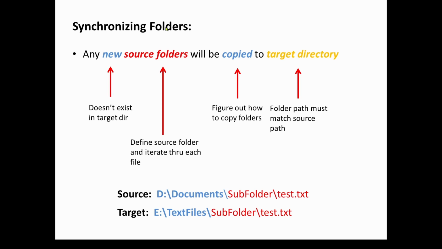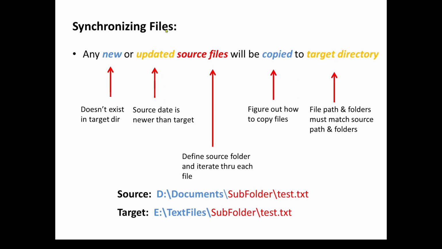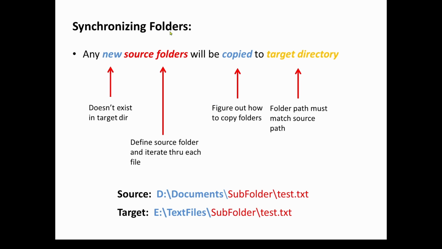And we're going to have to do something similar with folders. That was all files. How are we going to handle folders? So we're going to say any new source folders, we don't care if it's an updated source folder, any new source folders will be copied to a target directory. So we have to do the exact same logic for the folders. So now we've got files and we've got folders we have to consider.